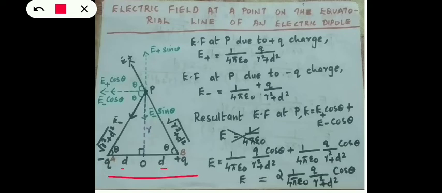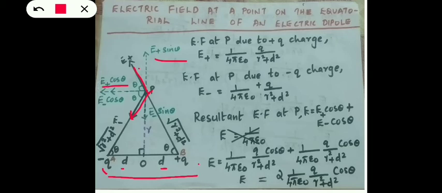And O is the center of the dipole. This angle is theta. And the electric field intensity due to the plus q charge is along this direction, and the electric field intensity due to the minus q charge, E minus, is acting along this direction. We have resolved E plus into two components. One component is E plus sine theta, which is the vertical component, and another one is E plus cos theta, which is the horizontal component.